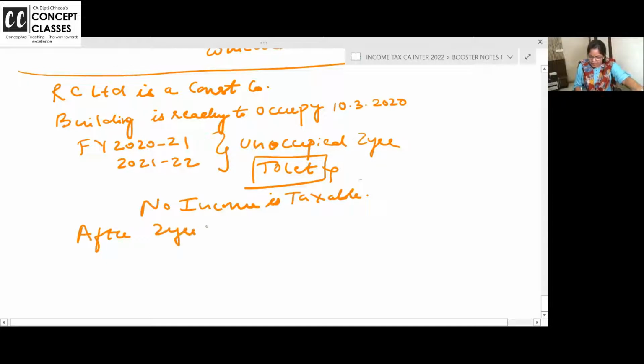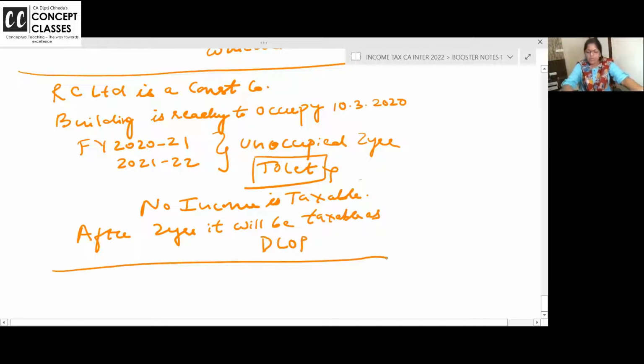After 2 years, it will be taxable as deemed let out property. Write it comfortably, it is not difficult, it is a new concept. The example is written and I'll read it out twice, thrice if you want. Please write it in your books, at the point where stock in trade is mentioned.